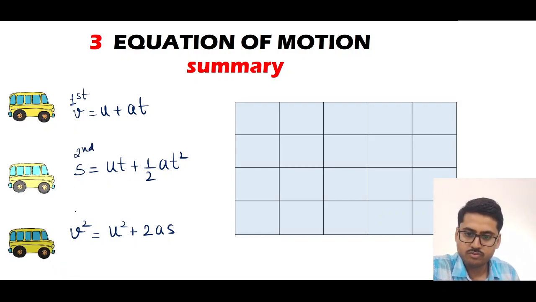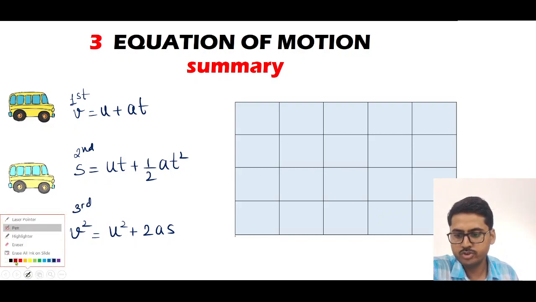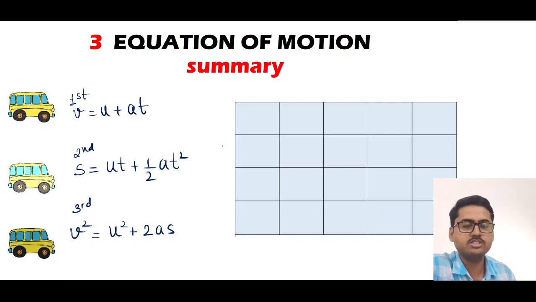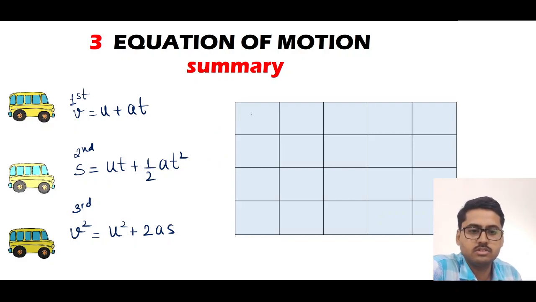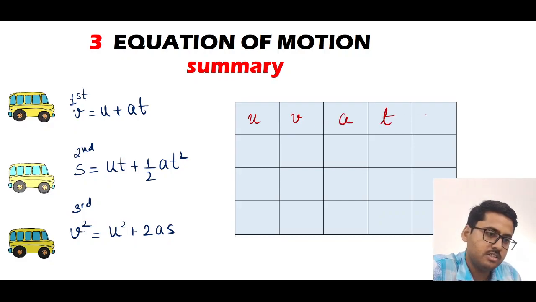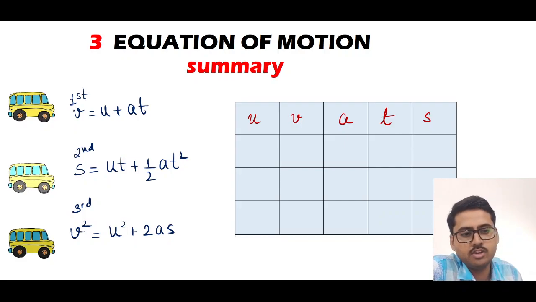So for that we can do a small analysis here. We know that all the equations are based on the 5 things: first is u, second is v, a, t and s. U stands for initial velocity, v final velocity, a acceleration, t time, s displacement. So let us do a small analysis.